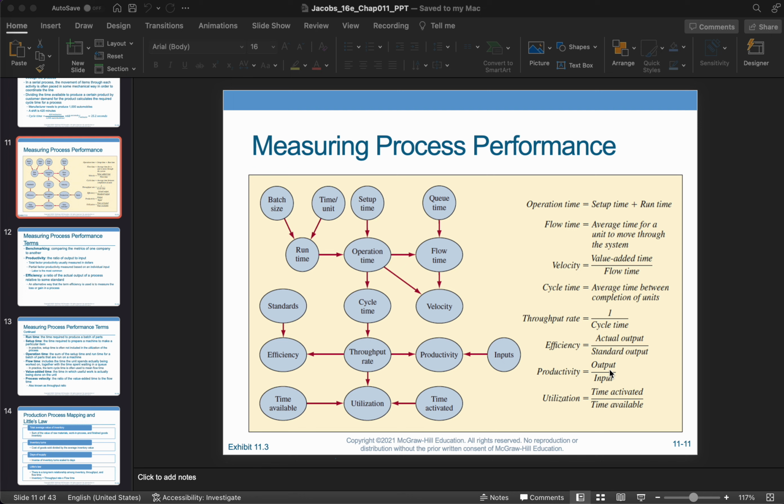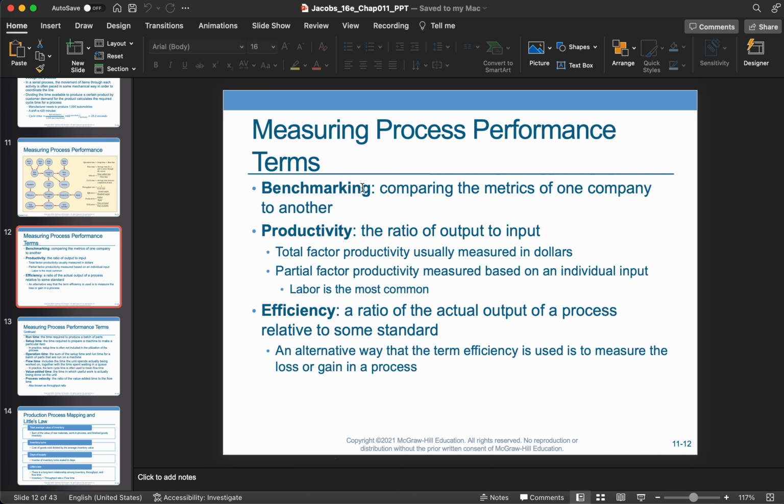Some of the important metrics are flow time, cycle time, and throughput rate, which are basically the same thing. One is a reciprocal of the other. Then you have efficiency, productivity, and utilization. These are all important metrics. We saw productivity in class last time, and efficiency and utilization is something that we'll talk about more later on, right? So in measuring process performance, like we talked about with productivity, benchmarking is always important. Comparing metrics within the company and also with other companies and general expectations of a sector, right?